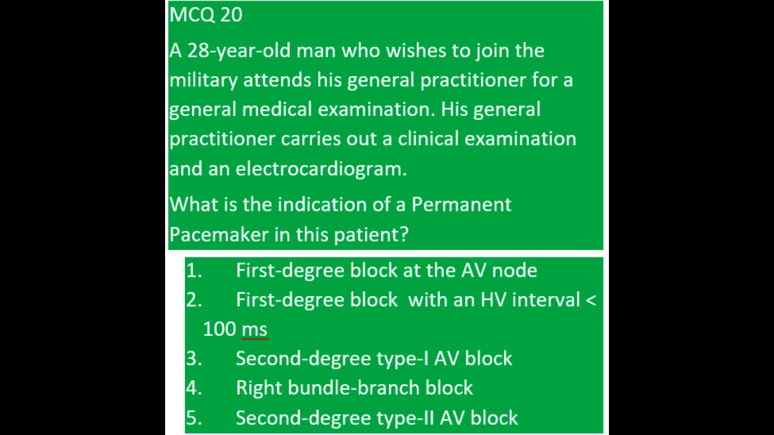1. First-degree block at the AV node. 2. First-degree block with an HV interval less than 100 milliseconds. 3. Second-degree type I AV block. 4. Right bundle branch block. 5. Second-degree type 2 AV block.